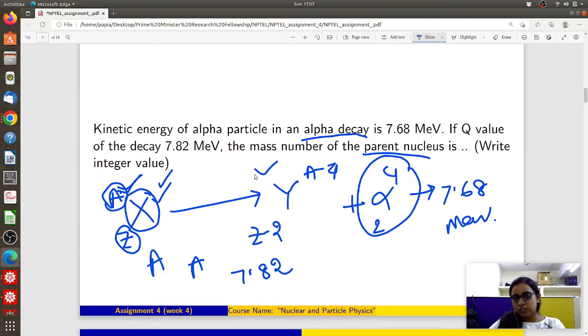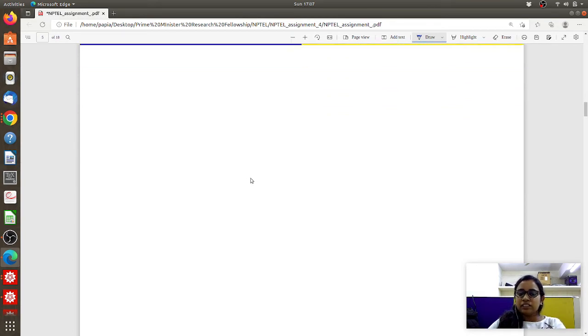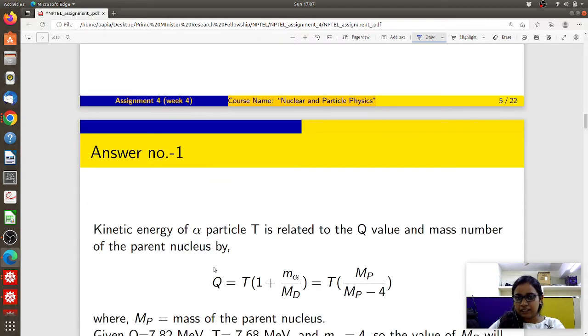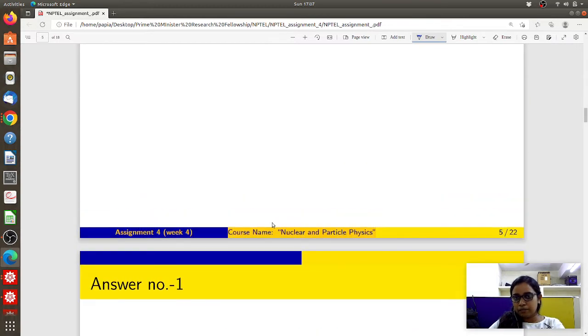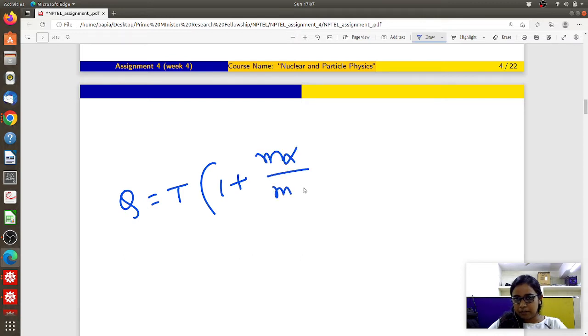Okay, so this is the question here. What will be the answer? The answer will basically be given in that expression. I am writing this expression in a little more detail: Q equals T into 1 plus M alpha by MD. It was already discussed in the previous class, but I am writing it again. What is M alpha and what is MD? M alpha is the mass of the alpha particle and MD is the mass of the daughter particle.